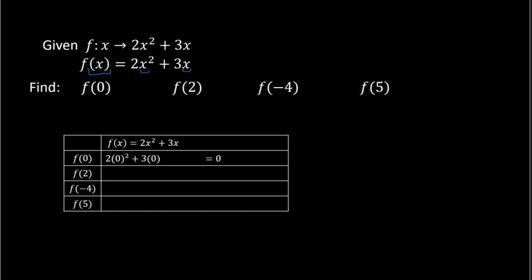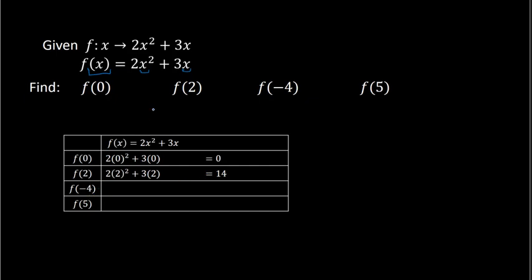For f of 2, I plug a 2 in for x, so now I have 2 times 2 squared plus 3 times 2. 2 squared is 4, 4 times 2 is 8, 8 plus 6 equals 14. So all of that equals 14.